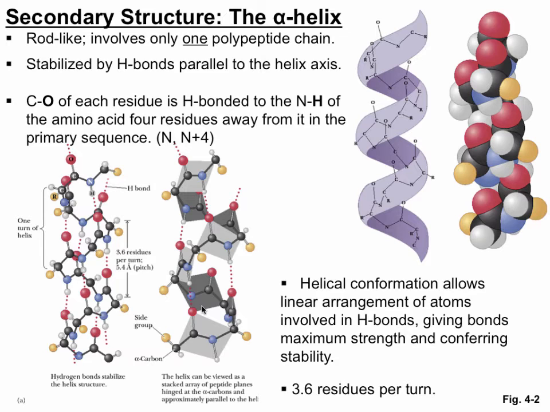So if this is 1 amino acid, then 1, 2, 3, 4, it's going to hydrogen bond with the hydrogen of the amide nitrogen 4 amino acids away. And this happens with every single amino acid in the polypeptide chain. So we have hydrogen bonds going up and down through this whole entire helix.